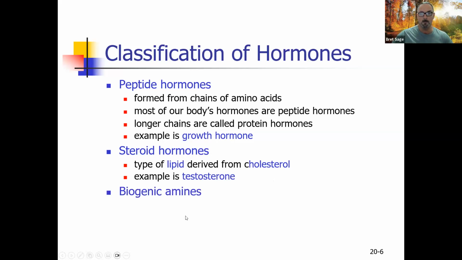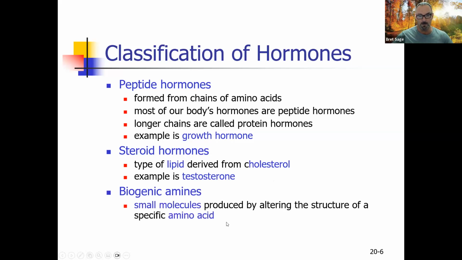Biogenic amines comes from the term that is a single amino acid that is converted into a hormone by changing the amino acid. So if you alter the structure of a specific amino acid in a very minor way, it becomes what is called a biogenic amine. And this is one amino acid that's been converted into a hormone. Thyroid hormone is a good example of that. T3, T4, or both. Biogenic.